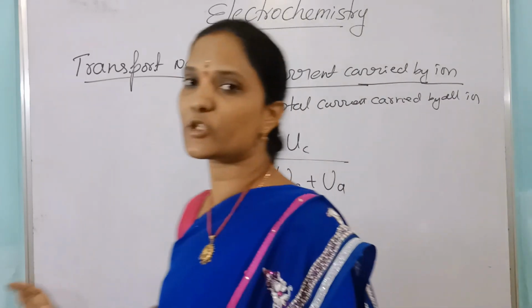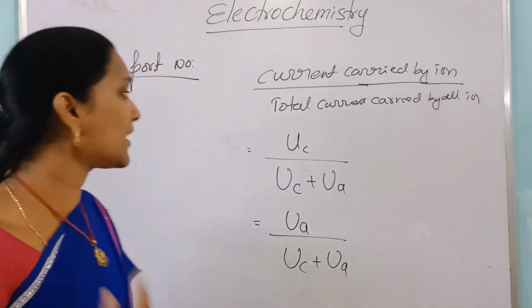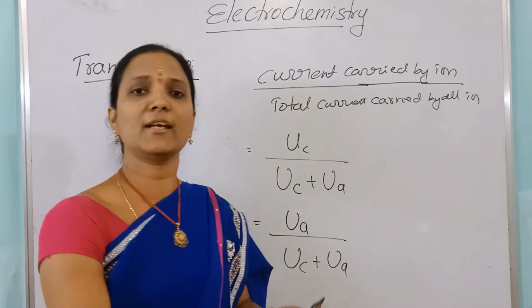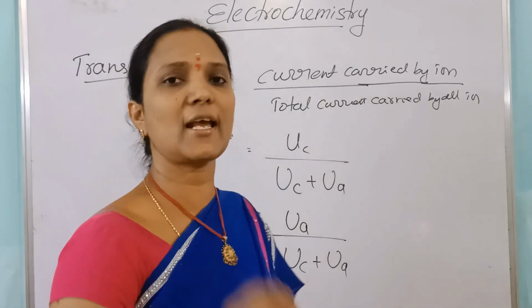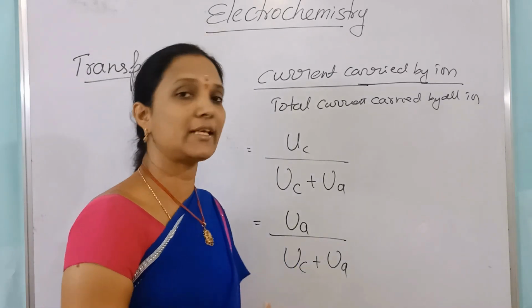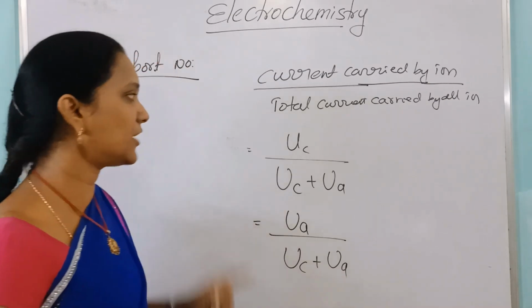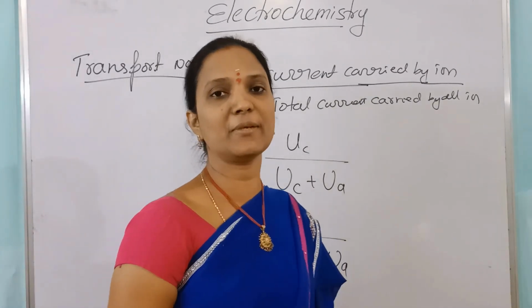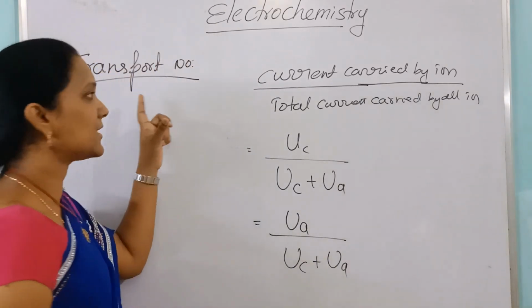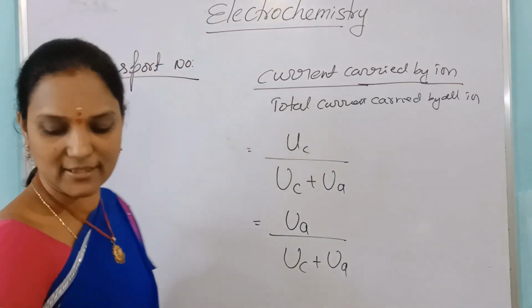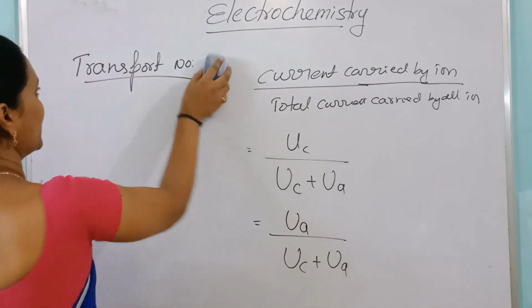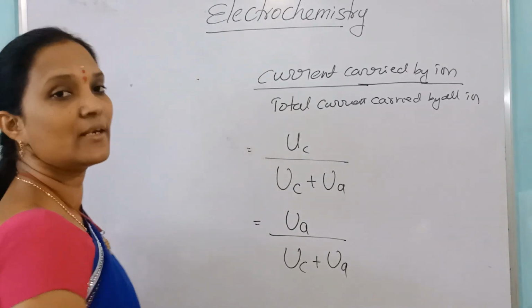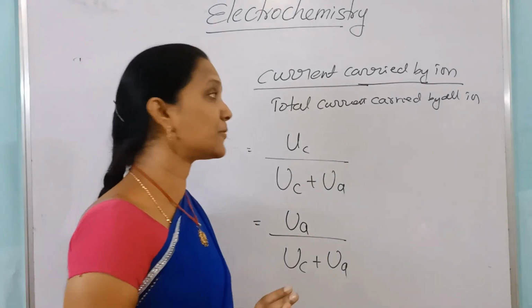So for this calculation, definitely they will give the current carried by the cation this much and the current carried by the anion. Just calculate the transport number of the cation and anion. This is the transport number. It depends on the speed of ions. As the speed of ions increases, transport number increases. Okay, so that is transport number. The second one is the volume of dilution. So the first one is transport number. What is the transport number?